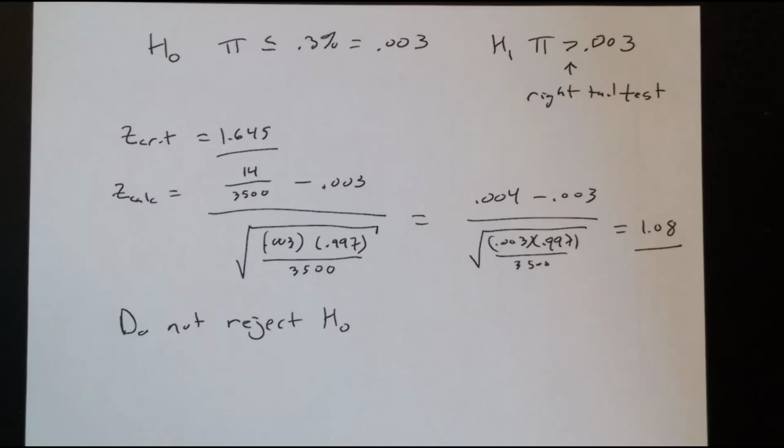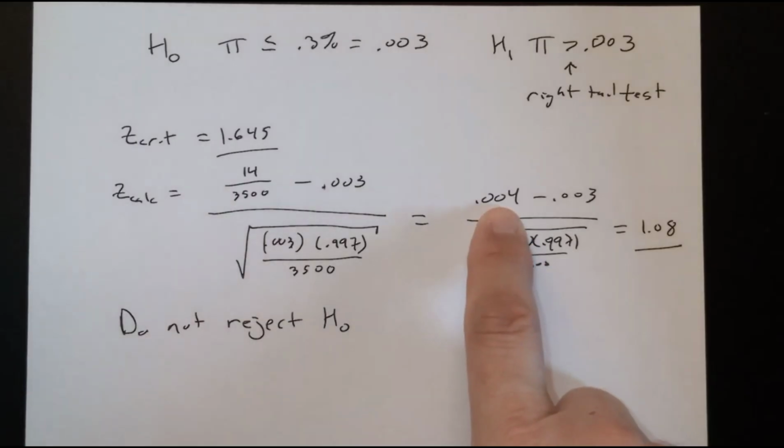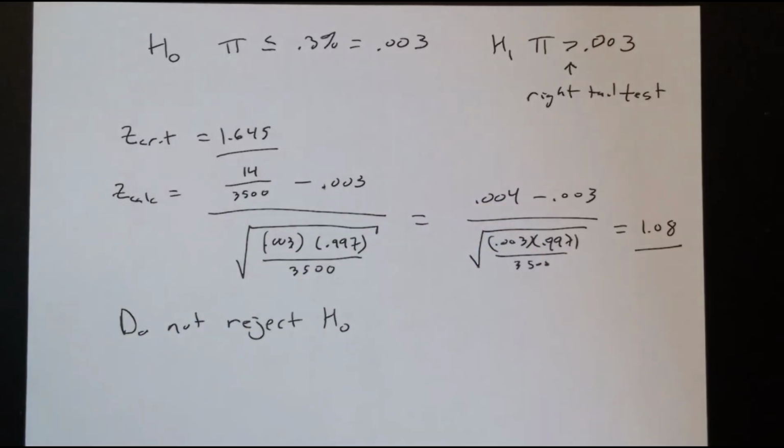How do I get a p-value for this? P hat would be X over N, so it would be 14. That's this number right here. That's the proportion. How do I get the probability, the p-value? The probability value.